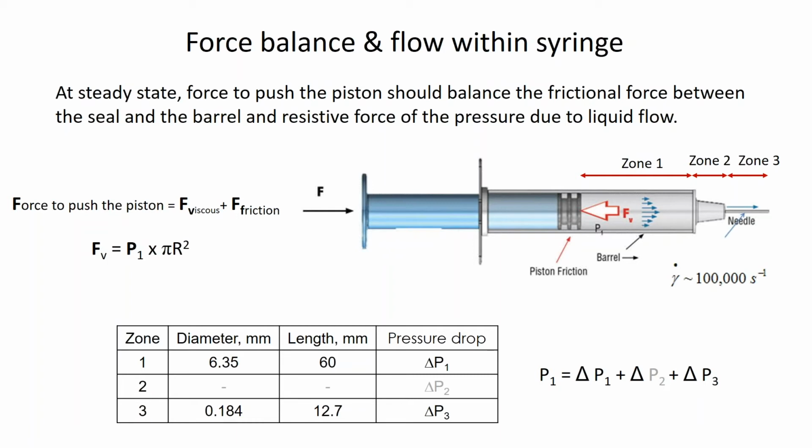So what we have in the table at the bottom are the diameter of the barrel and the length of the barrel, and we're defining the pressure drop across the barrel, and likewise with the needle. And so you can clearly see the large difference in dimensions that exist between the barrel and the needle, which is going to be the important factor.